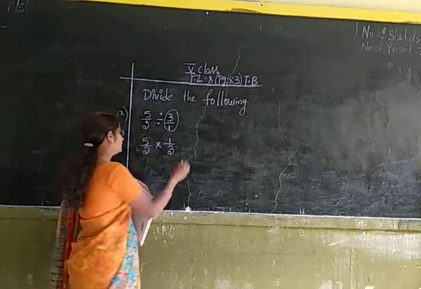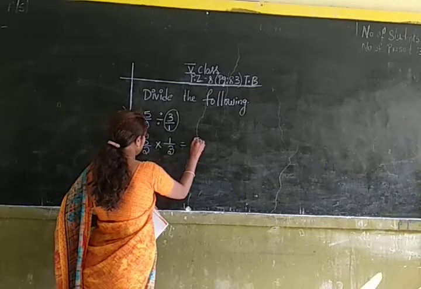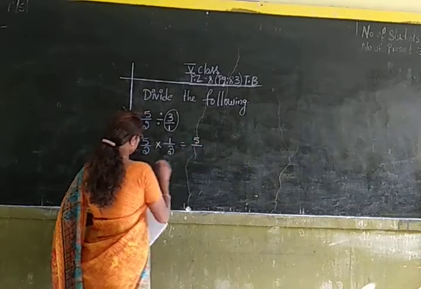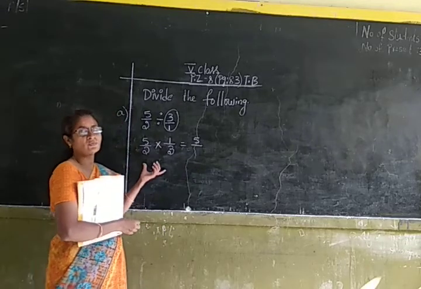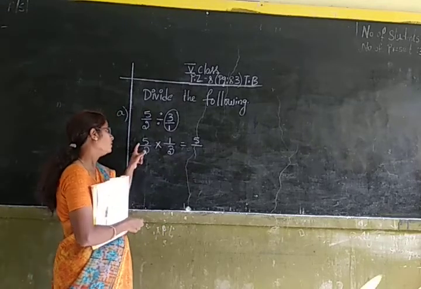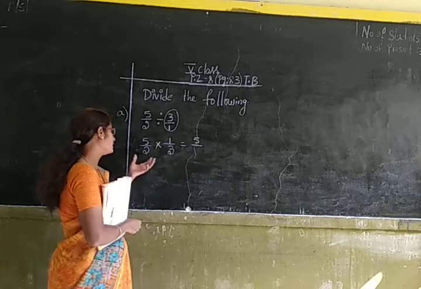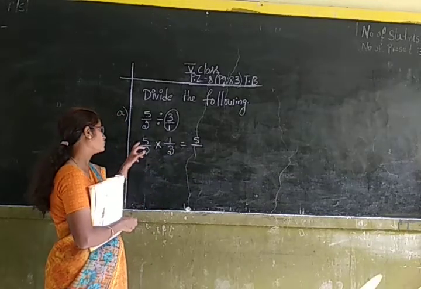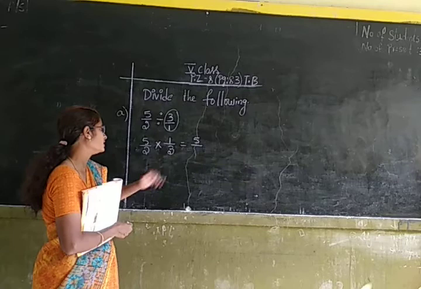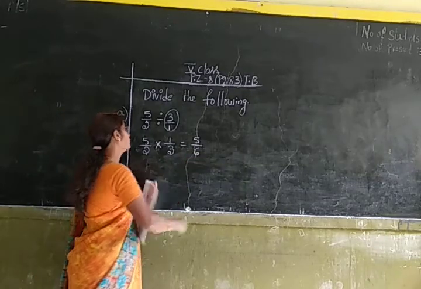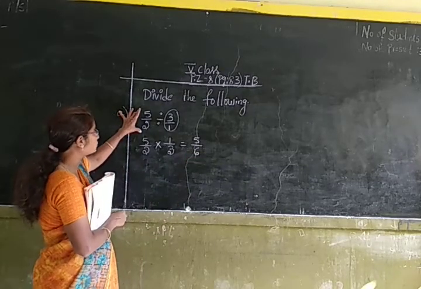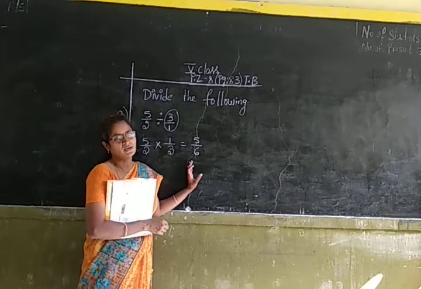Here 5 ones are 5. You know how to multiply fractions: multiply the numerator with the numerator and the denominator with the denominator. So 5 ones are 5, 2 threes are 6. So 5 by 2 divided by 3 is 5 by 6.